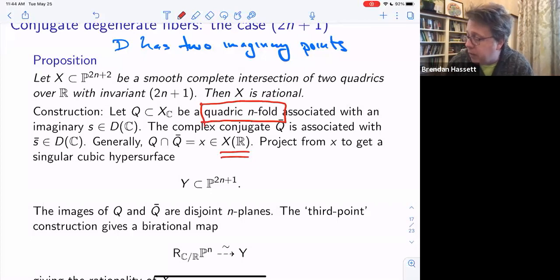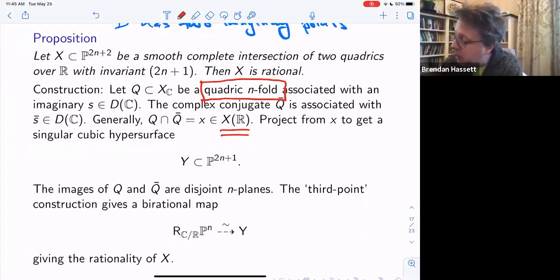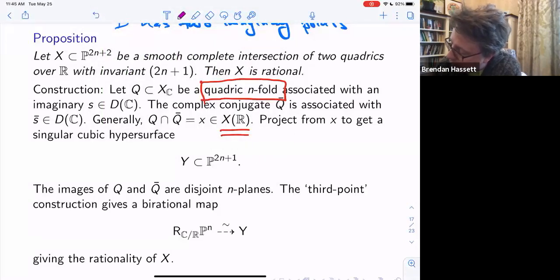And then projecting from that real point, we get a cubic hypersurface. When I project from a point on a complete intersection of two quadrics, I get a cubic hypersurface of next lower dimension. And the images of our quadrics become disjoint planes. And if you have a cubic hypersurface with two disjoint planes, so let me try to draw this schematically. So here I have Y.